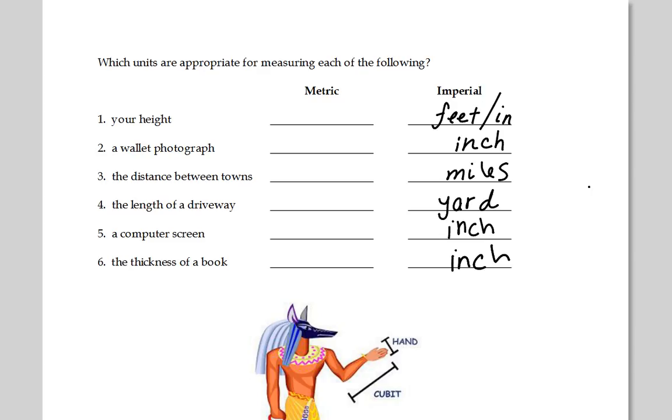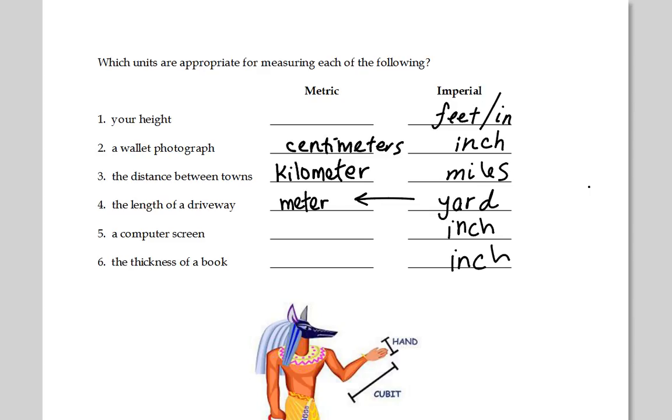Now, which one's equivalent to yard for metric? Not equivalent, but in the same sense you'd use it. Meter. And I don't spell things the Canadian way, like R-E. I always spell things the American way, E-R. The distance between towns, not the meter, but the kilometer. The wallet photograph wouldn't be in inches, it would be in centimeters.